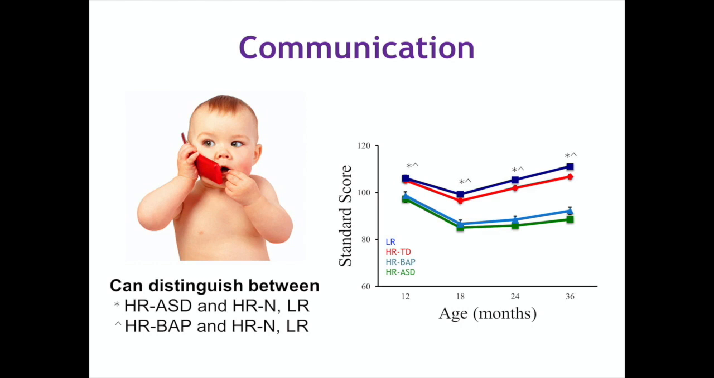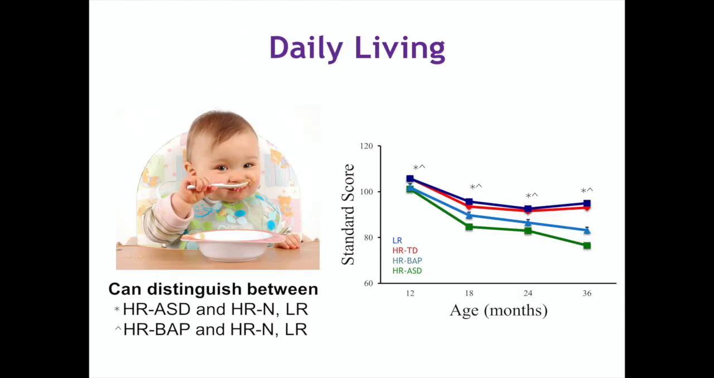And what you can see is that the high-risk ASD group and this broader autism phenotype group are not performing as well as the other 2 groups on communication, so they're saying fewer words or maybe not understanding as many words. So we can see that the autism group and the broader autism phenotype group are not different from each other, but they're both different from the so-called typical groups. And a similar pattern for daily living. The higher the score again, the better. And again, the high-risk ASD group and the high-risk broader autism phenotype group are not different from each other, but they're both different from the typically developing groups.